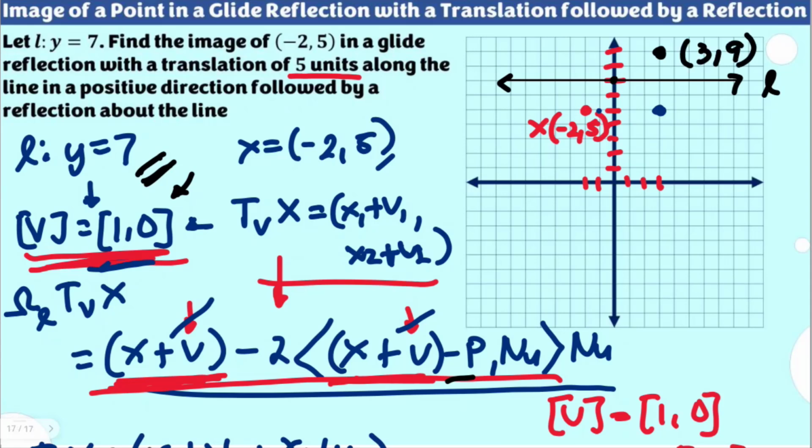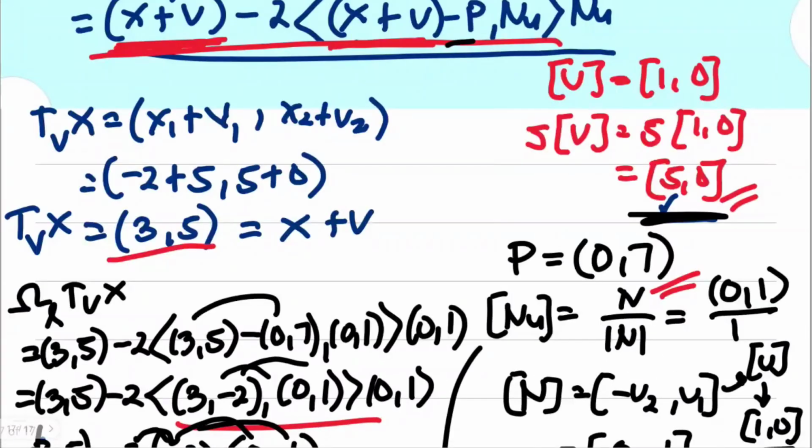So try to review if you would like to start with the reflection first before a translation. We guarantee that you will still get the same image of a point using a glide reflection with this process, starting with a translation before a reflection. Either way, this is the complete process and this is our result.